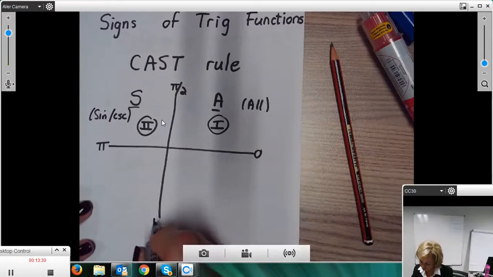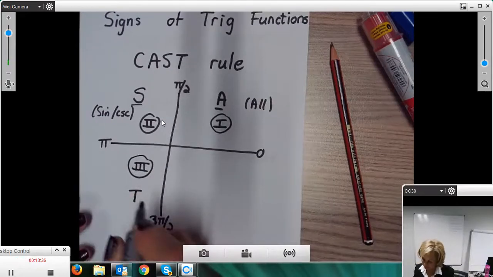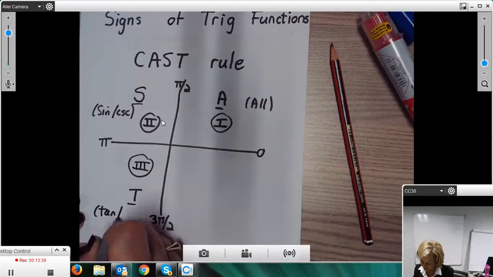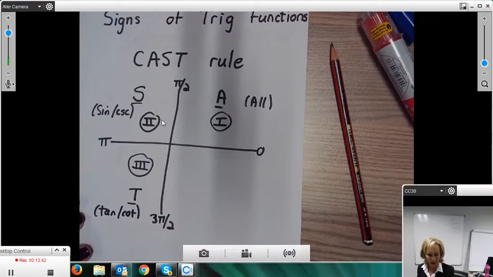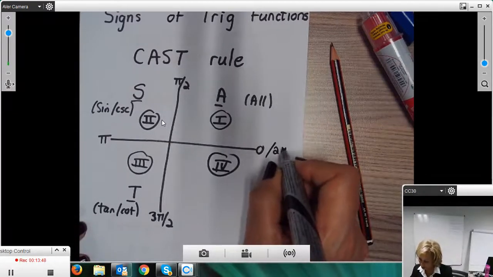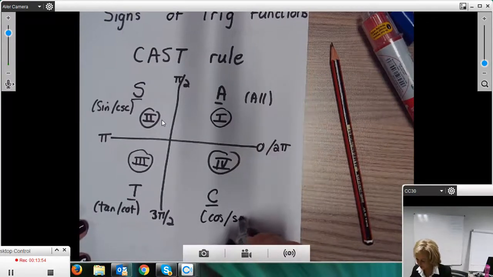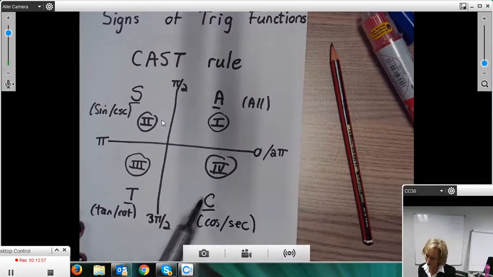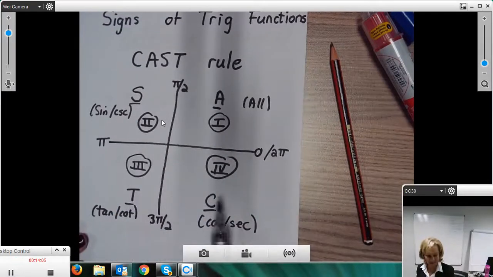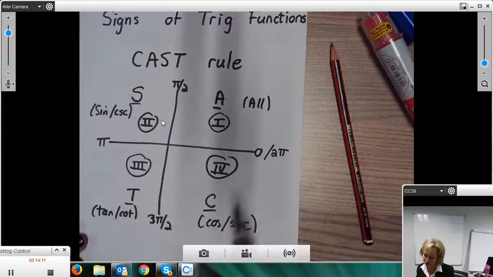In the third quadrant, we will have T, T for tan and its reciprocal cot. And then in the fourth quadrant, between 3 pi by 2 and 2 pi radians, we have C for cos and its reciprocal sec. Okay, so that's why this is called the CAST rule, if you read it from the fourth quadrant upwards. Or some people say it's All Students Take Care, or in your case, All Students Take Calculus. So that's how you can remember.